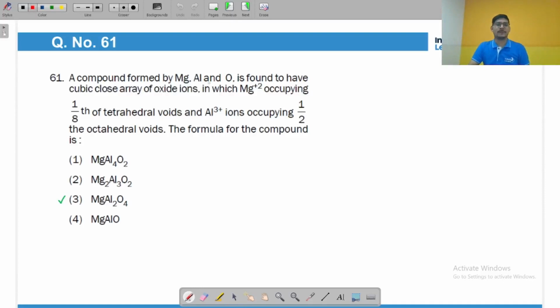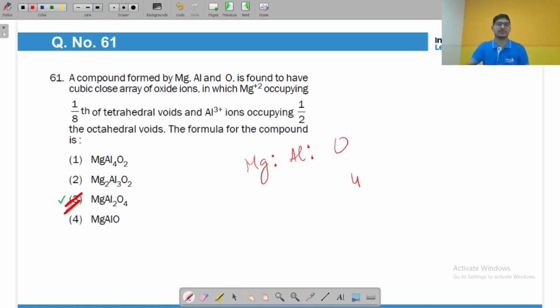A compound formed by Mg, aluminum, and oxygen is found to have a cubic close-packed array of oxide ions. You can find it out. Of course, this formula fits as per the charge neutralization, but let us just calculate the ratio. Oxygen forms CCP, so it is 4.